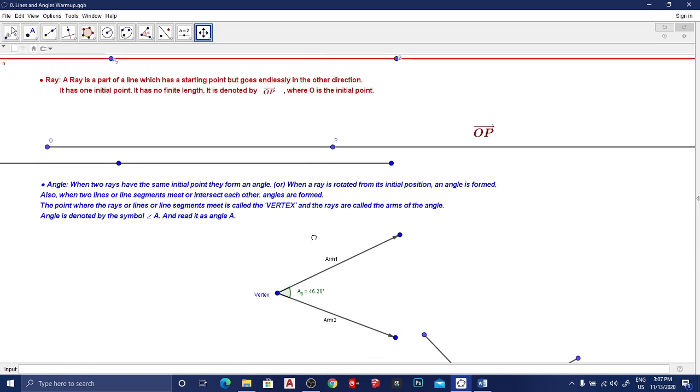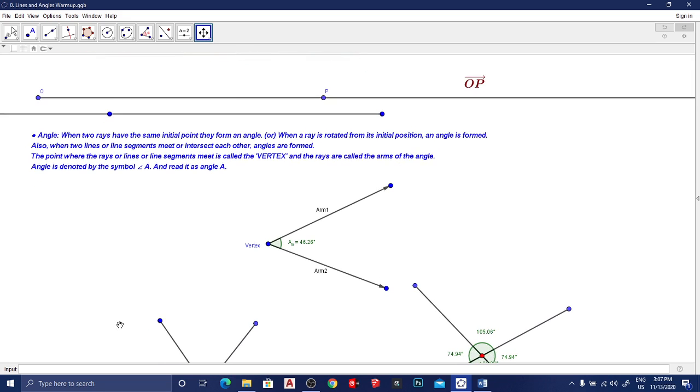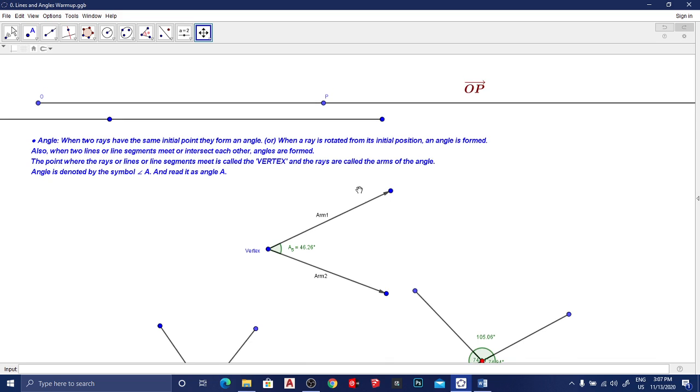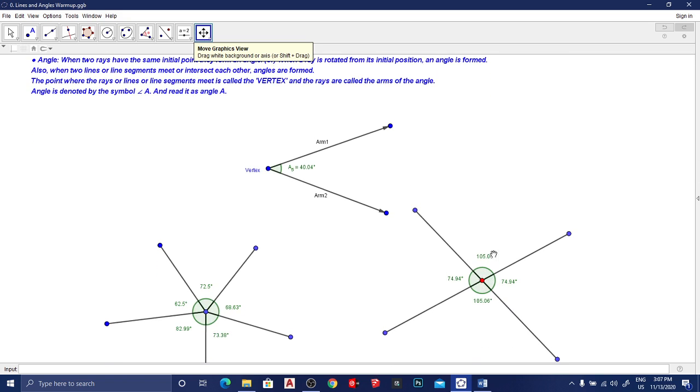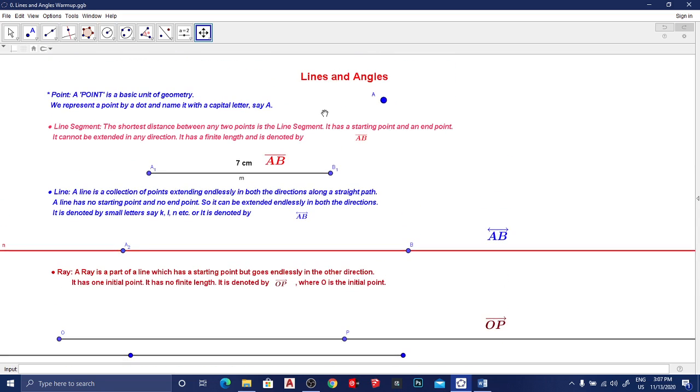And angles are formed in three ways. First, when two rays have the same initial point, they form an angle. Or when a ray is rotated from its initial position, then also they form an angle. And when two lines or line segments intersect each other, they also form angles. These are the three possibilities of angles, and an angle is denoted like this, angle A. Read it as angle A.